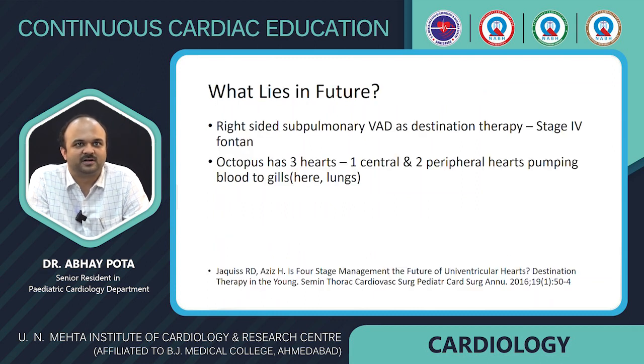So what lies in the future finally? There are studies which show a right-sided subpulmonary ventricular assist device as destination therapy, that is called stage 4 Fontan. So going back to where we started, that's evolutionary biology. Octopuses have 3 hearts: 1 central and 2 peripheral hearts pumping blood to the gills. So here a VAD can pump to the lungs and act as a peripheral heart.